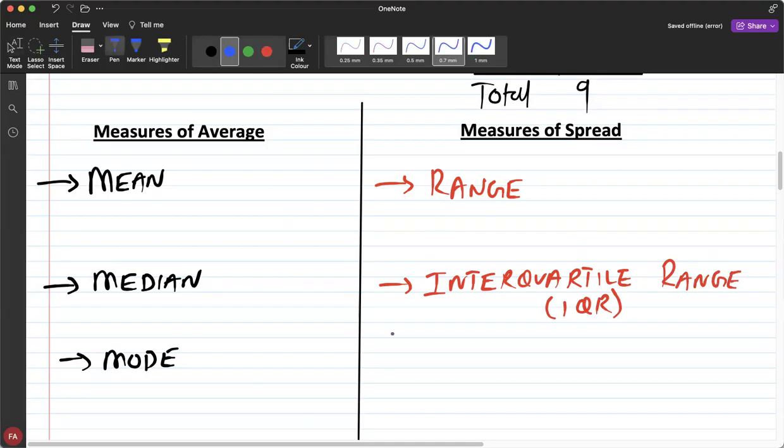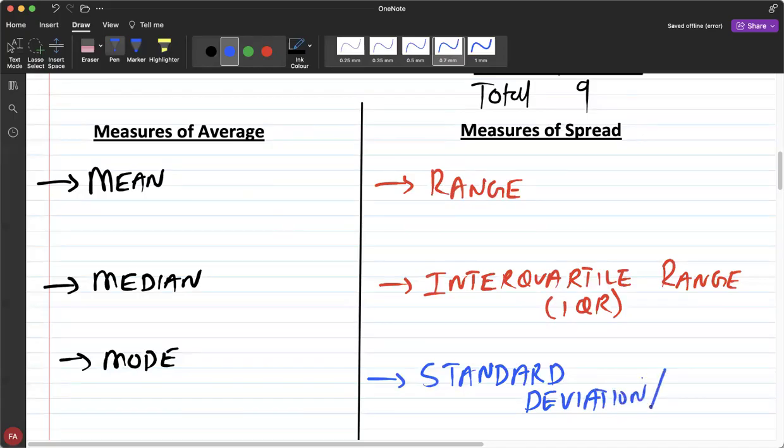There's also another topic that is known as variance or standard deviation. But again, this is something that is not included in O levels. So although this is also something that we classify in terms of spread, this is something we won't be discussing because this is not a part of O levels or IGCSE.